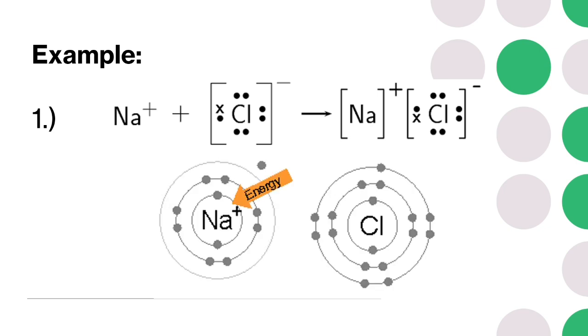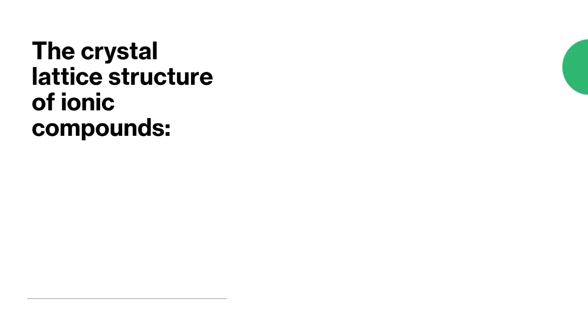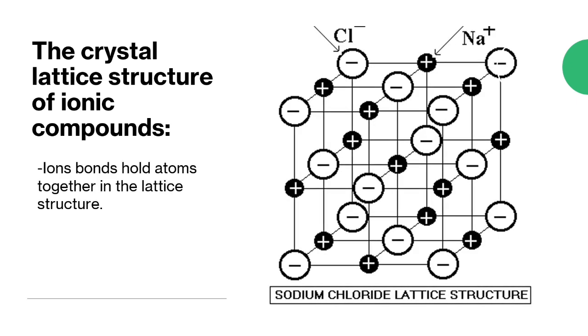The crystal lattice structure of ionic compounds. Ionic substances are actually a combination of lots of ions bonded together into a giant molecule.